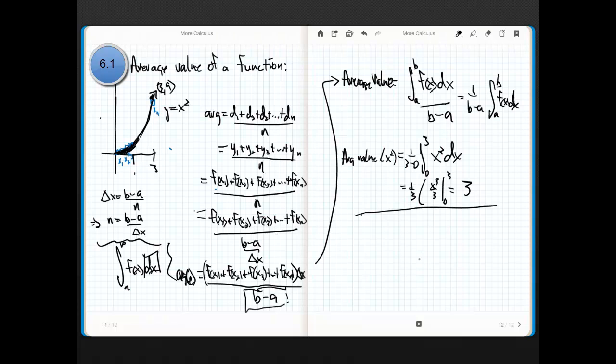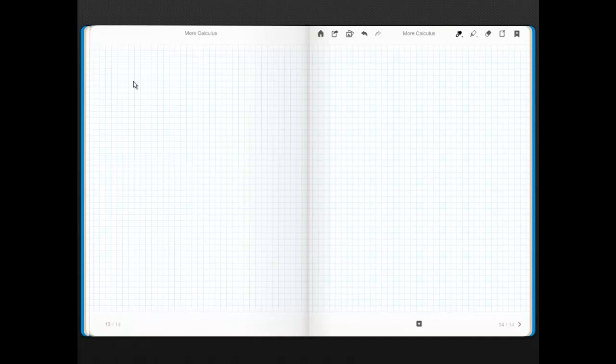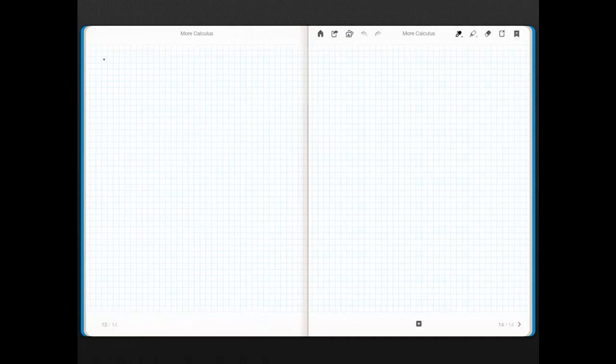Now let me show you one of the really cool ramifications of the average value of a function. I'm going to need a little space here because I'm going to draw kind of big. What we're going to end up with is something called the mean value theorem.